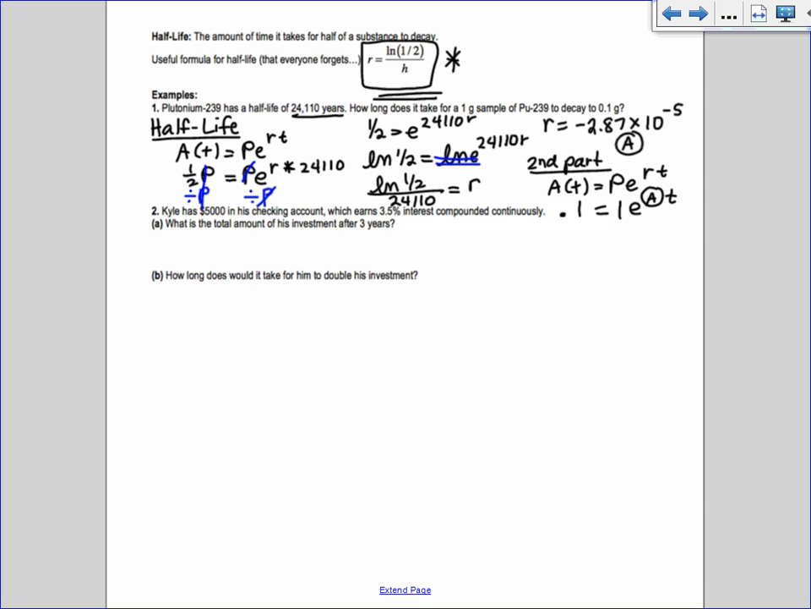All right, so the only thing that we don't know is T. It looks like E is a variable, but it's not. It's a number. It looks like A is a variable, but it's not. We've stored it. So I do the natural log. I do natural log of 0.1 equals natural log of E to the A times T. So the natural log and E cancel. So I have natural log of 0.1 over A. That is equal to my time.